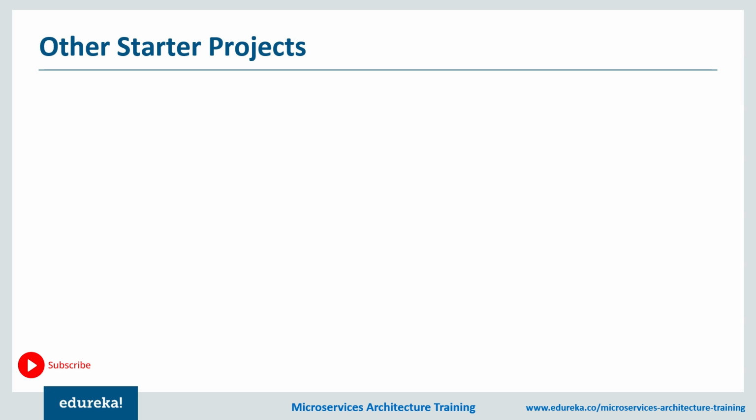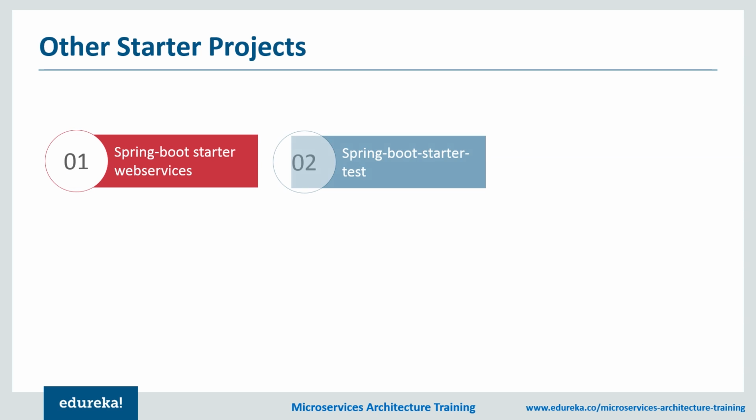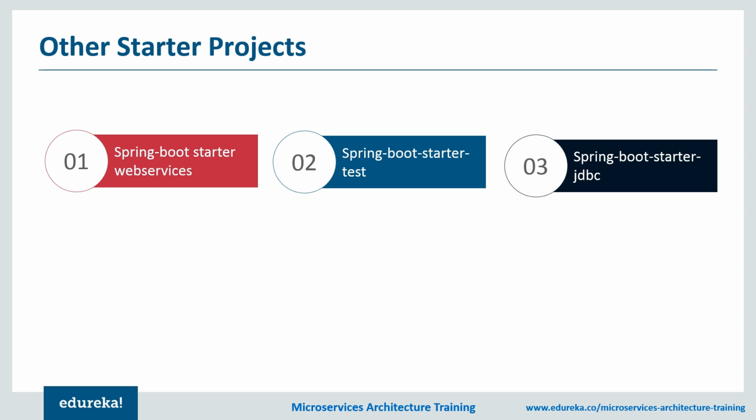Now, coming to the other Spring Boot starter projects, let me just tell you that Spring Boot Starter Web services are used to develop web services and web applications. You can use web services to build web applications using SOAP. Coming to Spring Boot Starter Test, you'll be able to write unit tests and things like JUnit. Using Spring Boot Starter JDBC, this would bring basic JDBC and Spring Boot JDBC. Spring Boot Starter Security would bring into Spring Security and auto configuration.